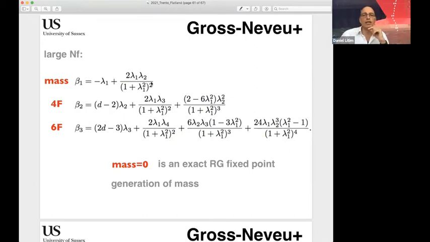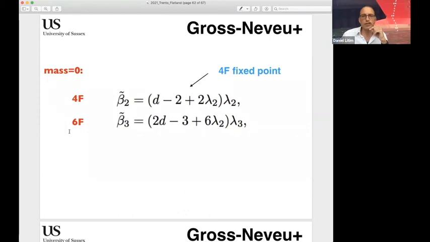Now, you may ask, what is this meaning? What is this implicating for the 4 and 6 fermion interactions? So if we set the mass to 0, what we will see is that the 4 fermion interaction's beta function simply looks like this, okay? And we recognize that the 0 of this prefactor is exactly the well-known Gross-Neveu fixed point for the 4 fermion interactions, which we've seen before.